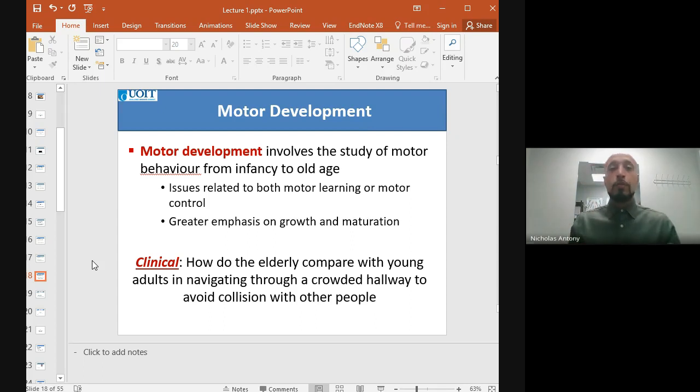So that's not super important, but that's another branch of motor control and learning research. Motor development is looking at how our motor system behaviorally develops and changes as we go from child to old age.